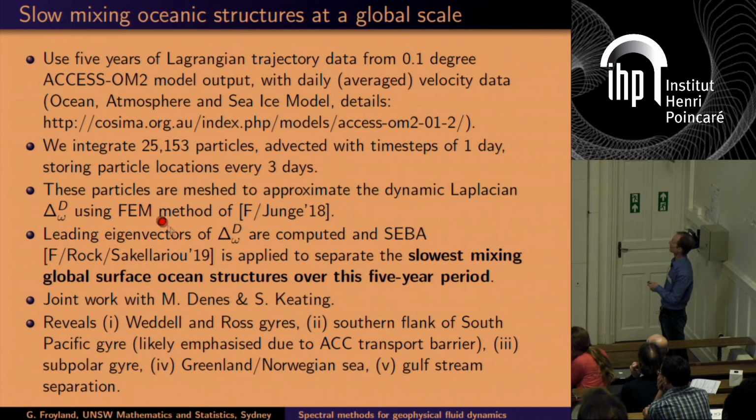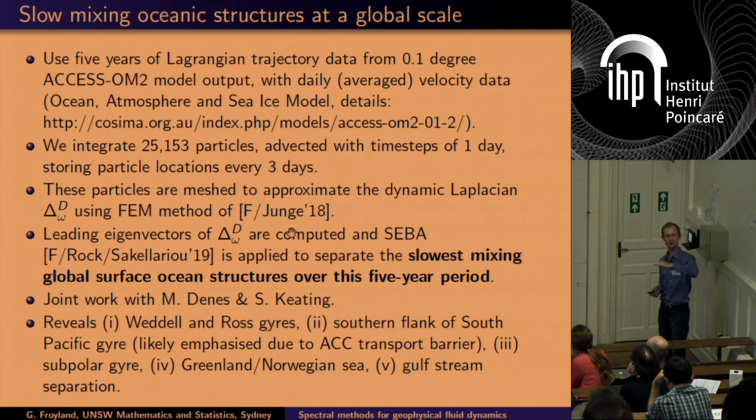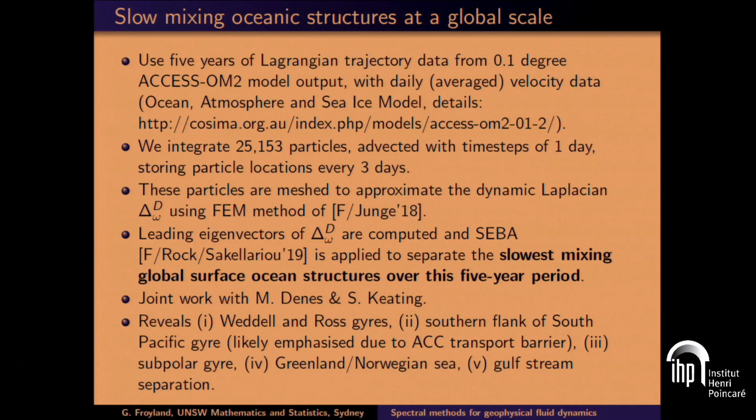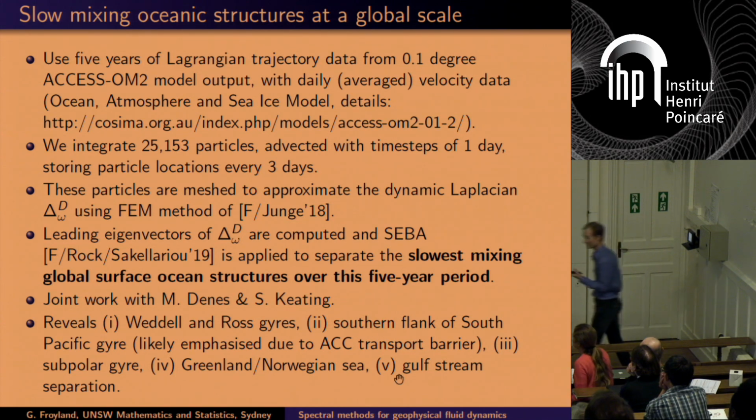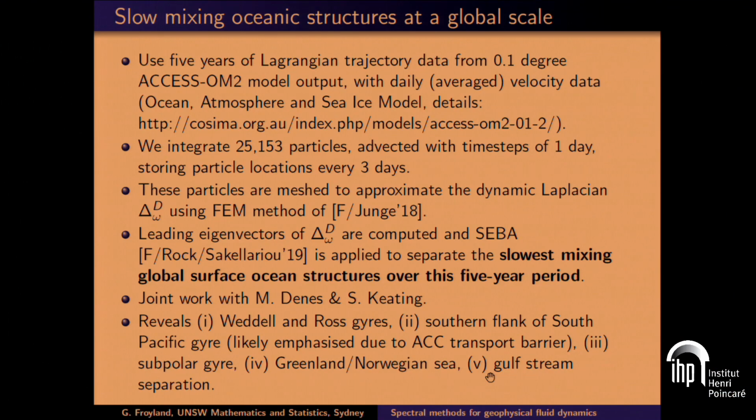what are the slowest mixing global ocean structures over this 5-year period. I think we used a level 100 meters below the surface, so not at the surface. And you'll see in the movie that we pick up the Weddell and Ross gyres, which are Antarctic gyres. We pick up the southern flank of the South Pacific gyre, the subpolar gyre, the Greenland Norwegian Sea, and the same Gulf Stream separation I showed you earlier.